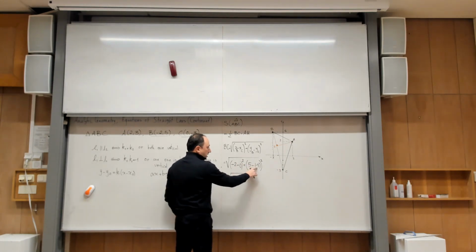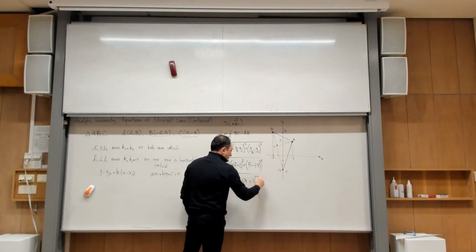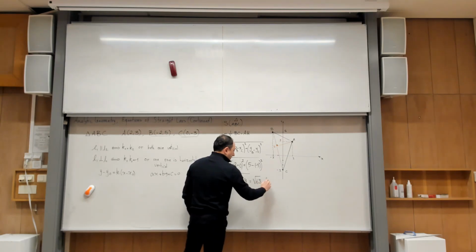5 minus 3 is 8. 8 to the power 2 is 64. So what I get is the square root of 68 length units.